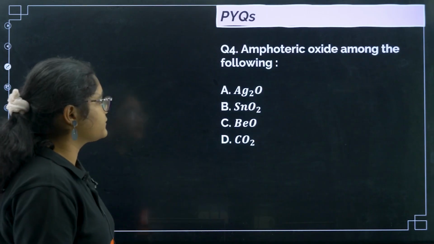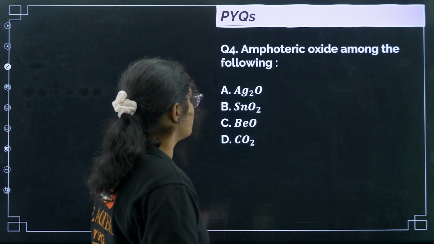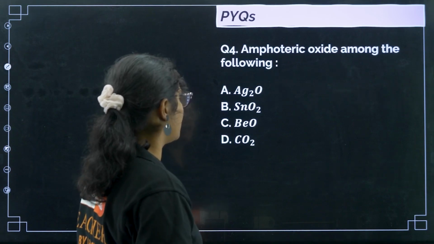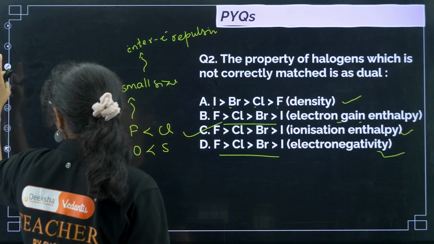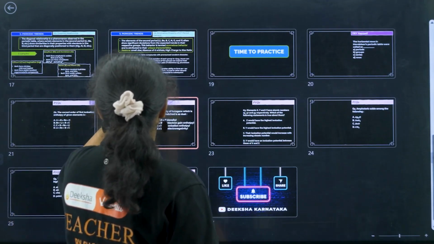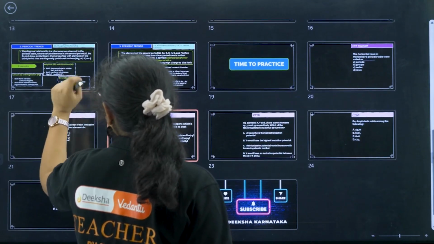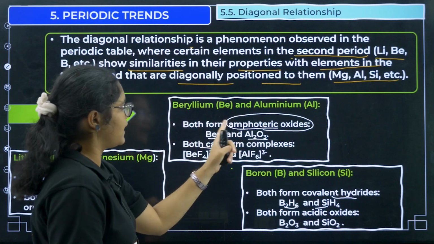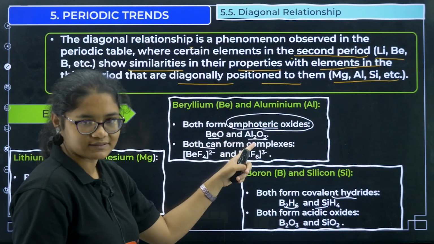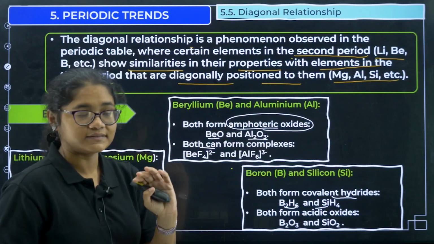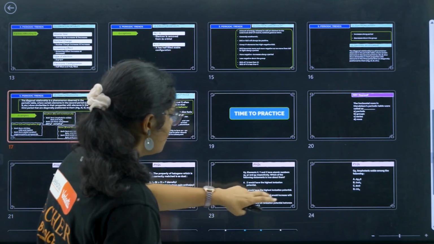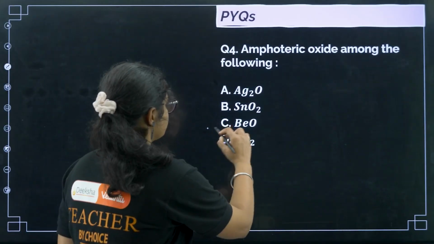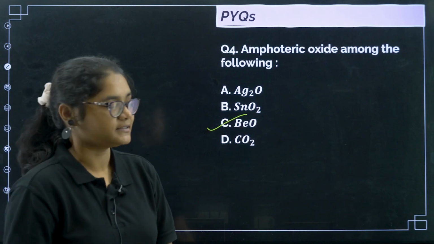Okay, next question, amphoteric oxide among the following. So we have discussed this, I think, beryllium. So if you see in the anomalous properties, we have written here, yeah. So you can see beryllium and aluminium form amphoteric oxides, right? So BeO is the correct answer to that question. Let me go to that question. Yeah, so option number C is the correct answer.